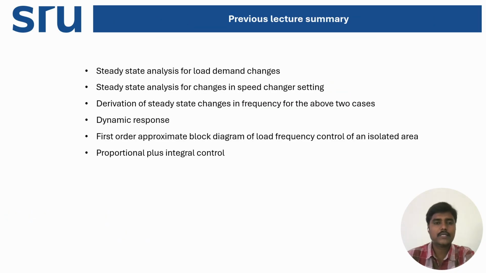In the previous lecture, number 8, we studied steady-state analysis for load demand changes. We also studied the dynamic response. Then we incorporated a PI controller to make the steady-state frequency deviation delta F equal to 0, so that we can maintain frequency F at the nominal value, that is 50 Hz.